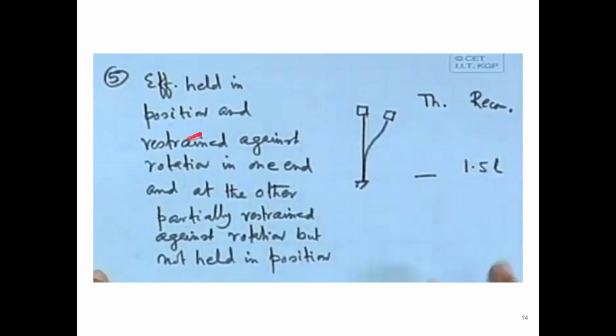Similarly, in the fifth case, effectively held in position and restrained against rotation at one end, that is fixed at one end, and the other end partially restrained against rotation but not held in position. So again one end is fixed, but the other end can move but cannot rotate fully, so partially it can rotate. In that case also the theoretical value is not given, but the recommended value is taken 50% more than the unsupported length, that is 1.5L, for finding the effective length.